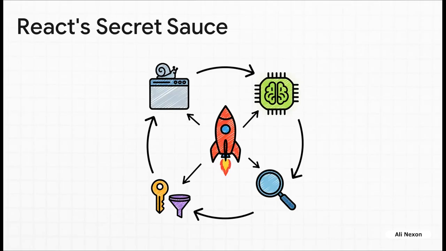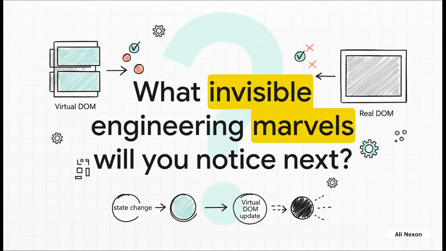So let's put it all together. The problem: the real DOM is slow. React's solution: a fast in-memory blueprint called the virtual DOM. Its method, a clever process of reconciliation and diffing to find the absolute minimum change needed. And its secret weapons, keys for stable identity, and batching for crazy efficiency. That is the secret to React speed. So, we've demystified the magic.